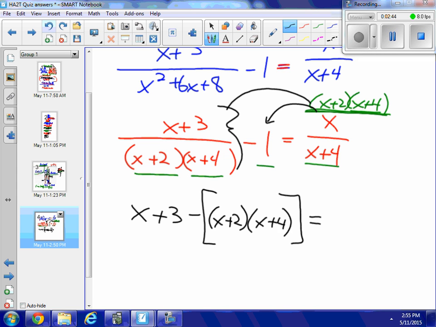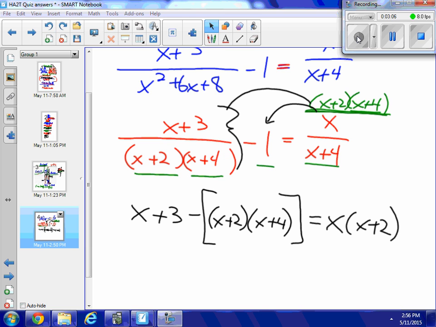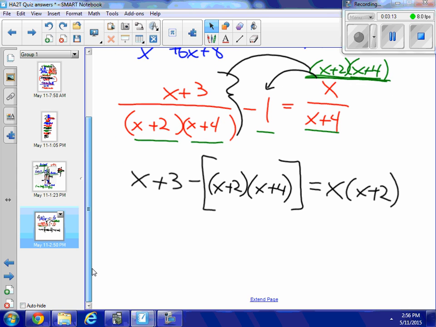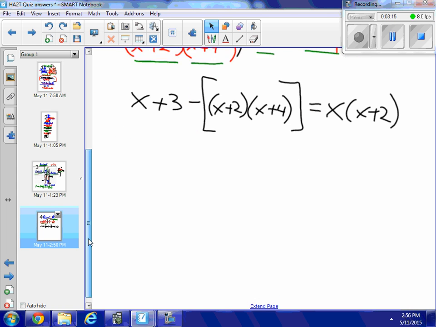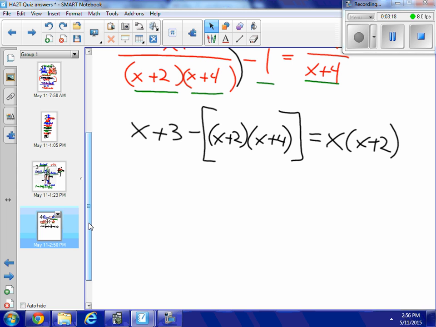And that is equal to, again, I'm going to multiply it times this term right here. And these x plus 4s are going to cancel out. So it's going to be equals x times x plus 2. So in one fell swoop, I have been able to get rid of my denominator entirely. Well, now I need to work on this and start simplifying.